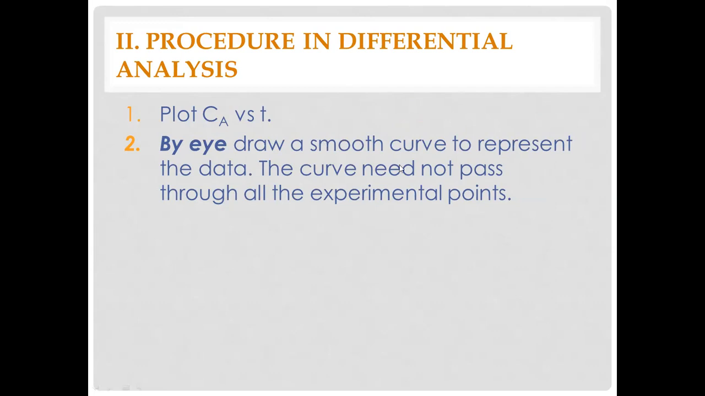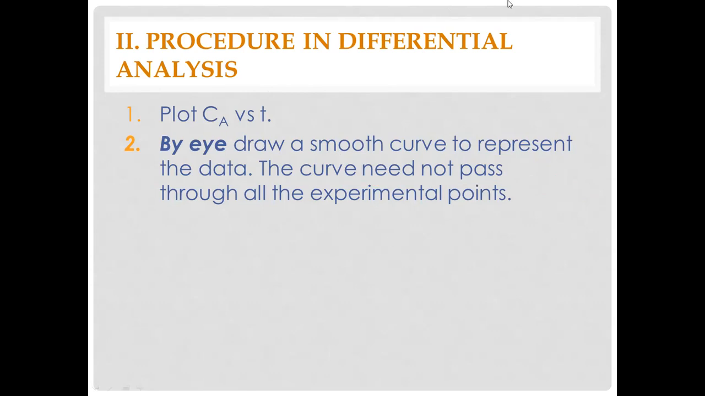Now take note that the curve need not pass through all the experimental points. Meaning it's just like the best fit line. You're going to draw the best fit curve on the points that you have plotted, points resulting from plotting C sub A versus t, by eye or by hand. It's important that the curve that you're going to draw is not something like this. You're going to draw a smooth curve, the best fit curve that you could draw based on the C sub A versus t data that you have plotted.